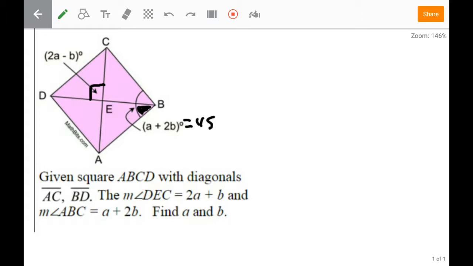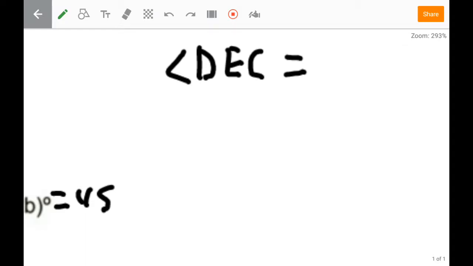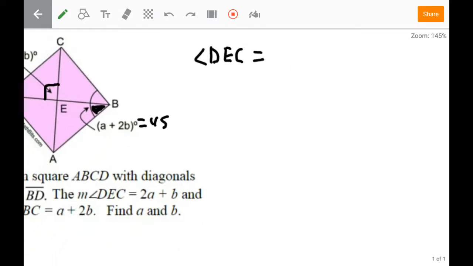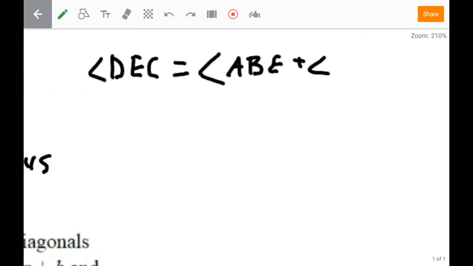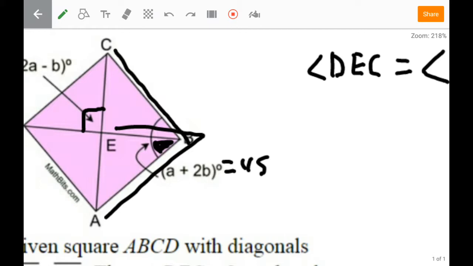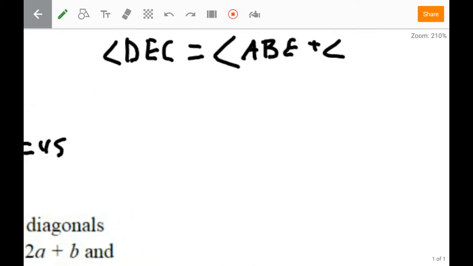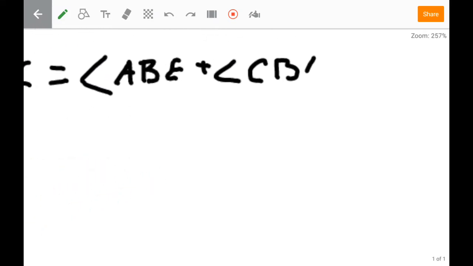Okay, so we need to create an equation, and I can say something like angle DEC is equal to, I'll start off with ABE, so angle ABE, plus that other portion that makes up angle B. Okay, so I can say CBE. So it's this other portion, CBE.